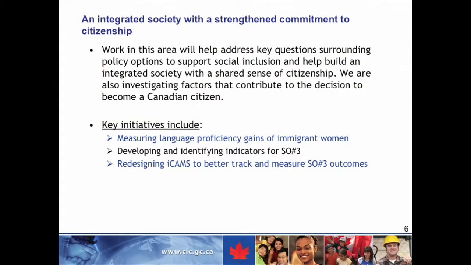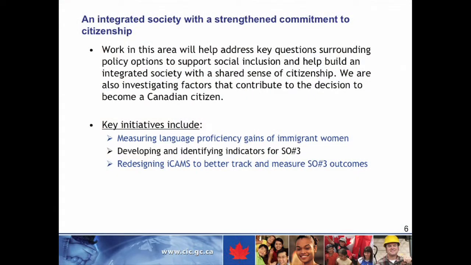The third slide is about integration. So the department has a commitment to strengthen our commitment to both integration and citizenship. And what we want to do is support policy options on the social inclusion front.